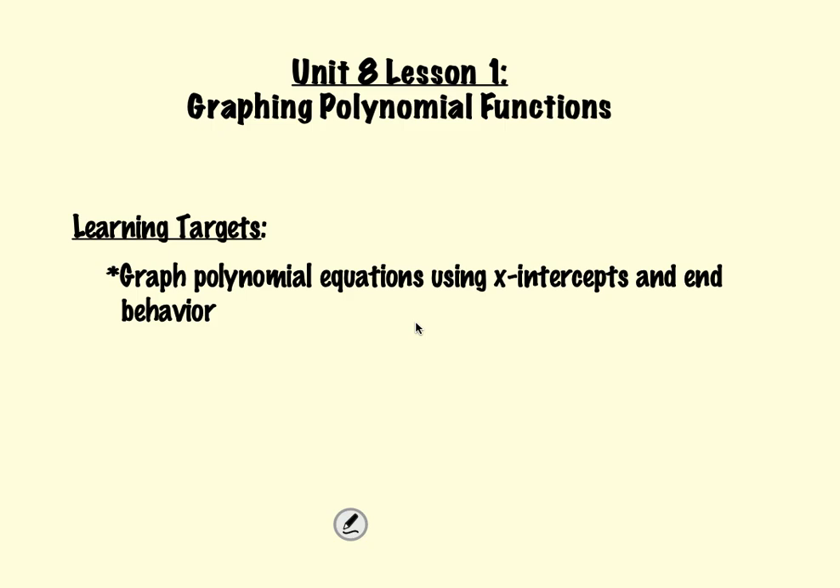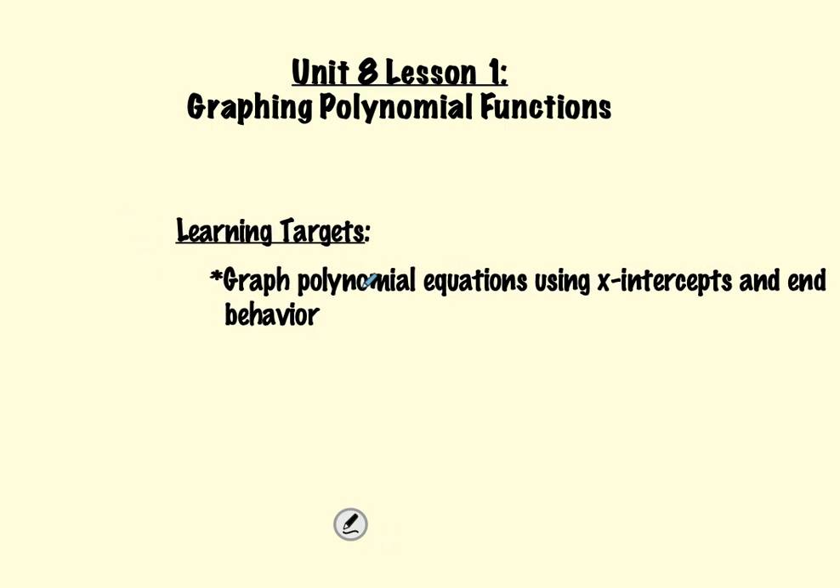All right, so today we are going to graph polynomial equations using x-intercepts and end behavior. So what exactly is a polynomial equation? A polynomial equation can be any linear or quadratic or cubic or quartic, any of those connected by addition and subtraction. So for instance, you might have something like y equals mx plus b.